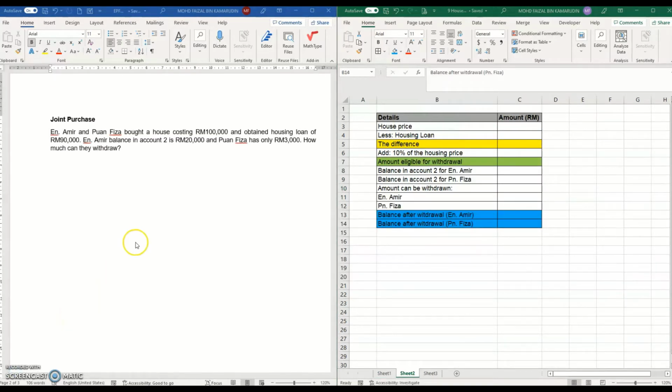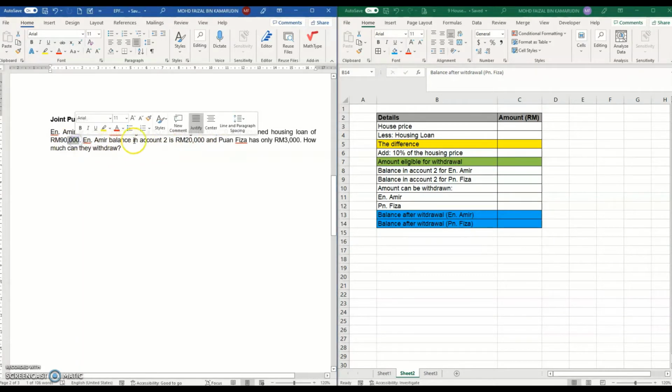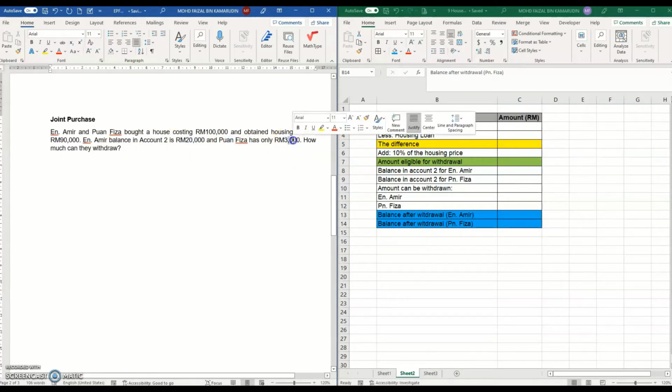Now we will look into the joint purchase. Encik Amin and Puan Fiza bought a house costing 100,000, obtained a housing loan of 90,000, and the balance in account 2 for Encik Amin is 20,000, and for Puan Fiza about 3,000. Again, our task is to identify how much they can withdraw.